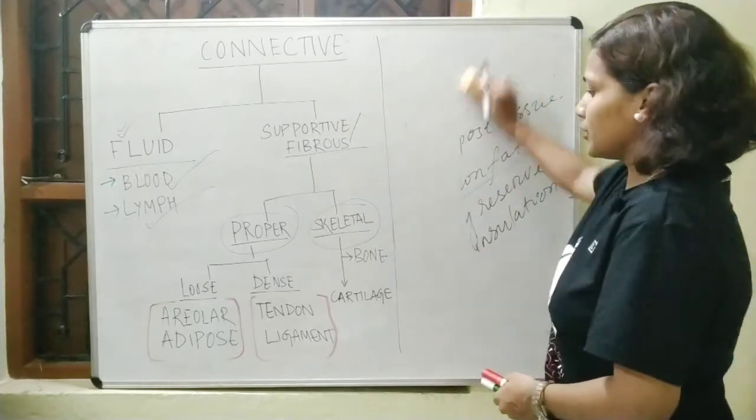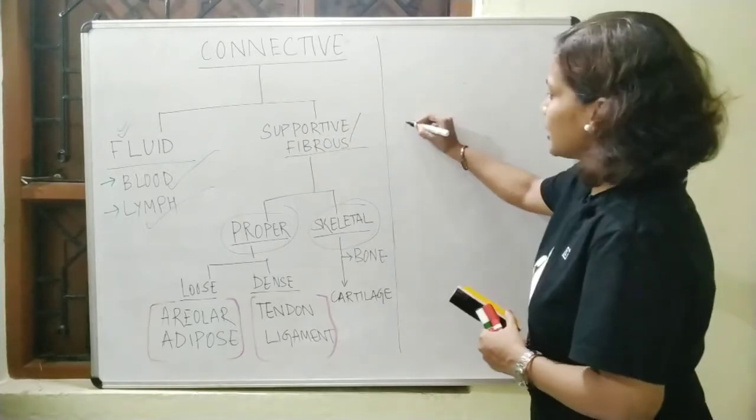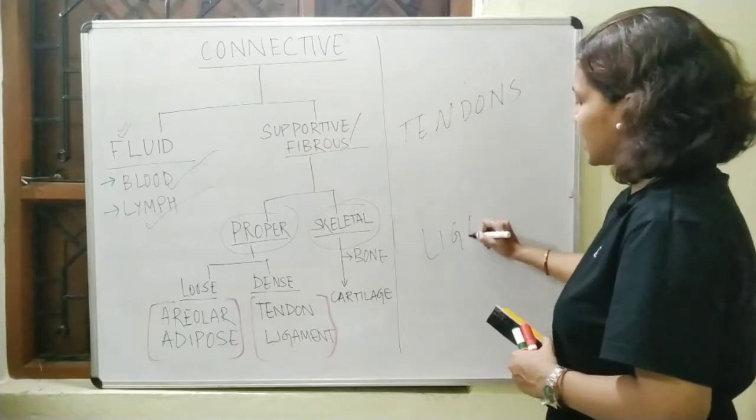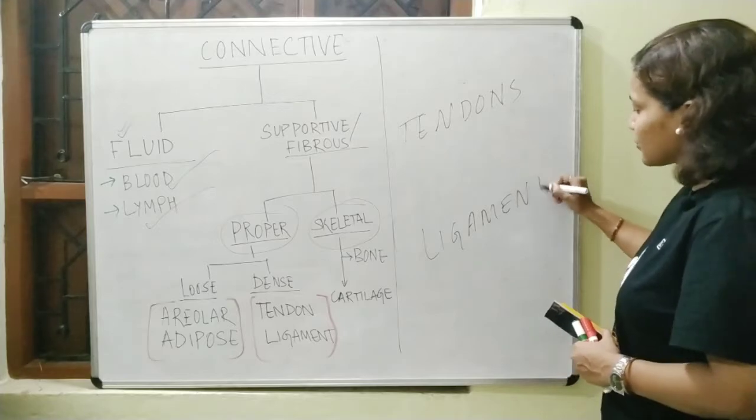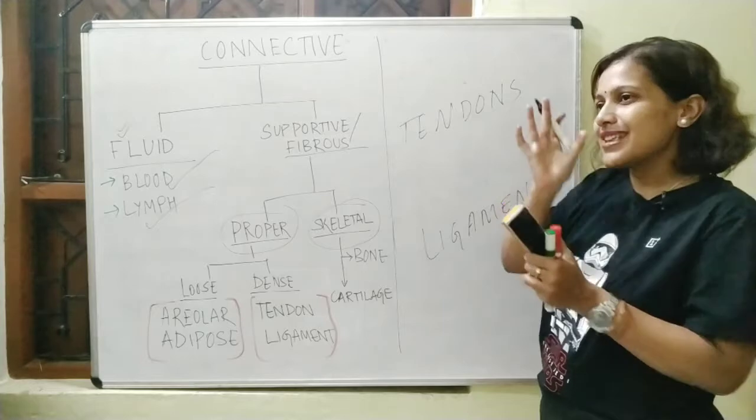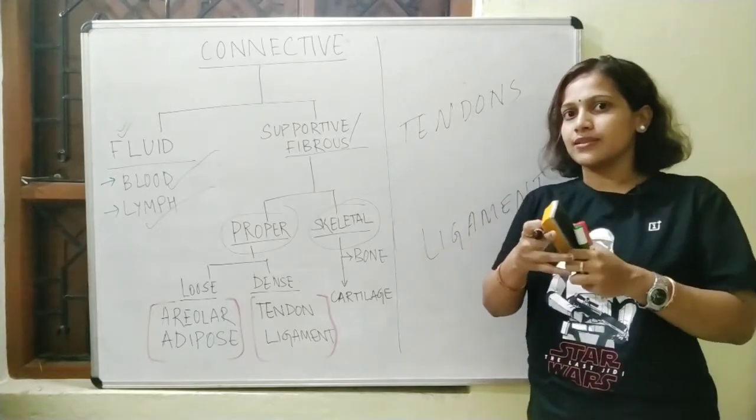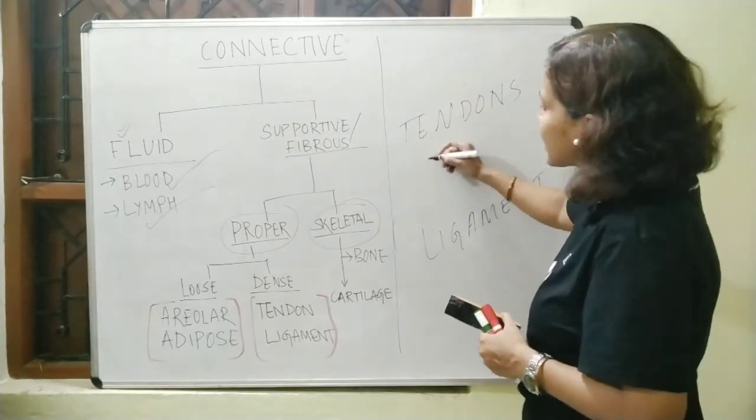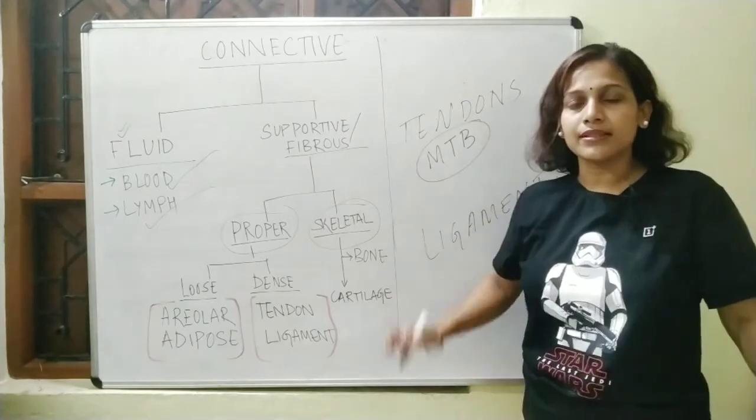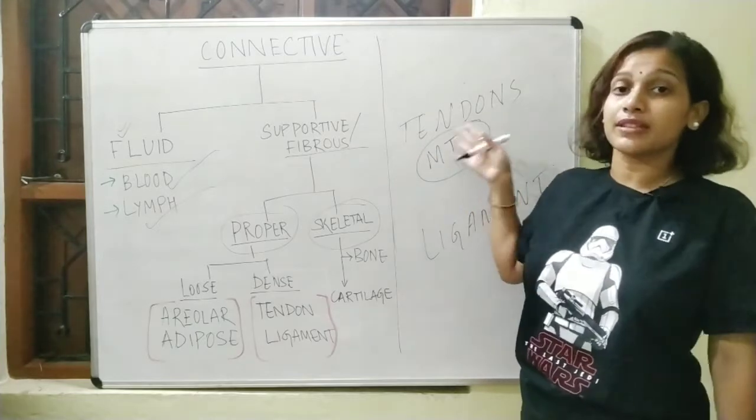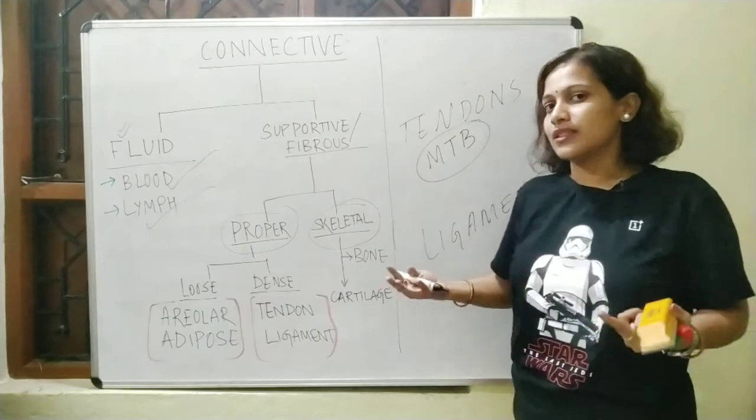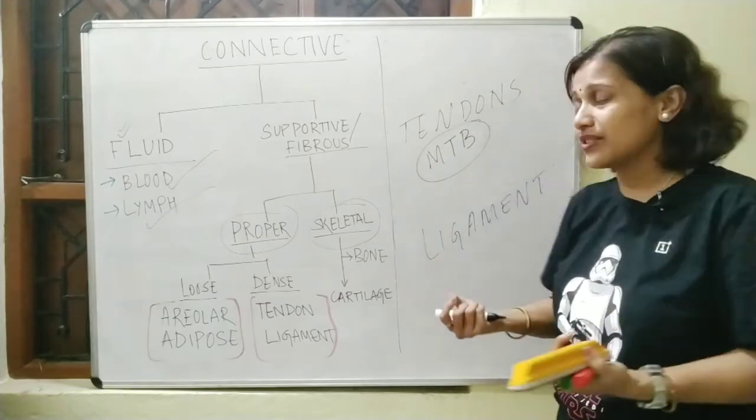Okay, now coming back to the dense, that is very simple. You have two main things, that is your tendons and your ligaments. Now I'll tell you one trick to remember the function. Tendons are responsible for keeping the bones and the skeletal muscles intact. So you can say MTB: muscles, tendons, bones, or muscles to bones. Like MTV, but instead of V you add B, so you can remember it like that. So this is one silly trick to help you.